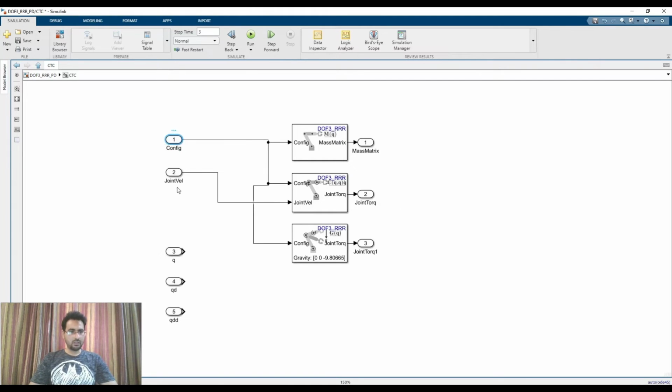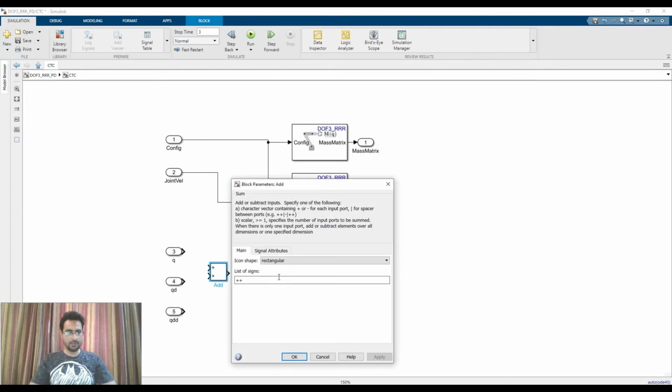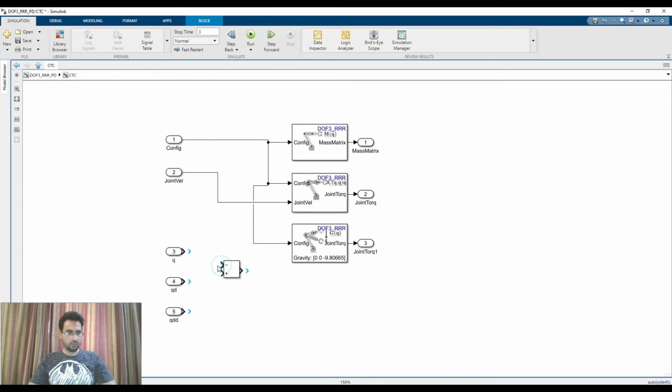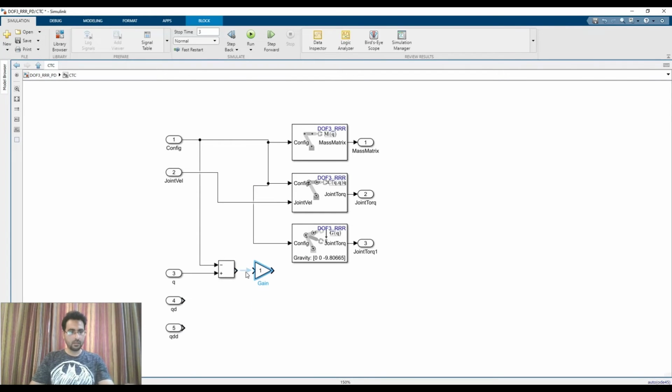This configuration and this desired angle are going to be subtracted to generate the error. So I need a subtractor block, and for that I'm going to use an add block, where the first symbol would be minus and the second one would be plus. Over here I'm going to attach the configuration, that is the measured angle, and over here the desired angle. So desired angle minus the measured angle is going to give me the error. This error would be multiplied with Kp, so I need a gain, and this gain would be called Kp.